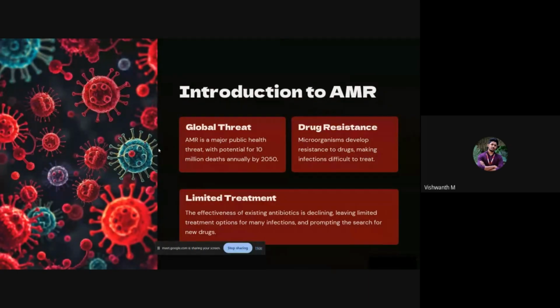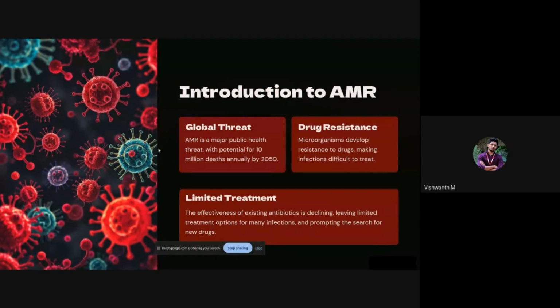Let's begin by understanding what AMR is and why it's such a critical issue. AMR occurs when microorganisms such as bacteria, viruses, fungi, or parasites develop the ability to resist the effects of medications designed to kill them. This means that infections caused by these microorganisms become harder to treat, which leads to prolonged illness as well as higher medical costs and increased mortality in serious conditions too.